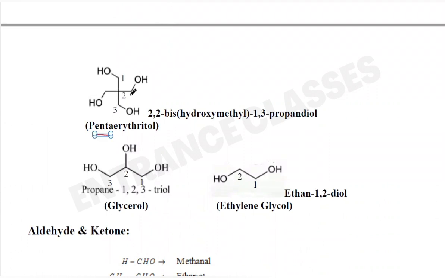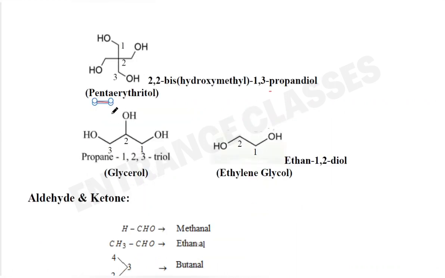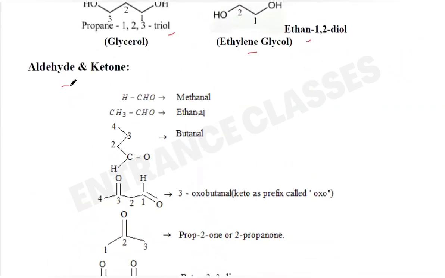But at the 2 position, two hydroxymethyl groups are linked. That's why 2,2-bis(hydroxymethyl)propane-1,3-diol or 1,3-propanediol. Right? The common name is pentaerythritol. This is glycerol, 1,2,3. So it will be propane-1,2,3-triol. This is ethylene glycol, ethane-1,2-diol. Very simple. Now aldehyde and ketone.